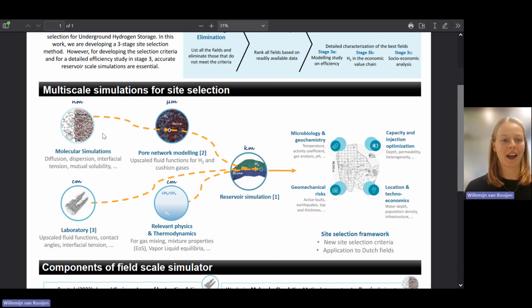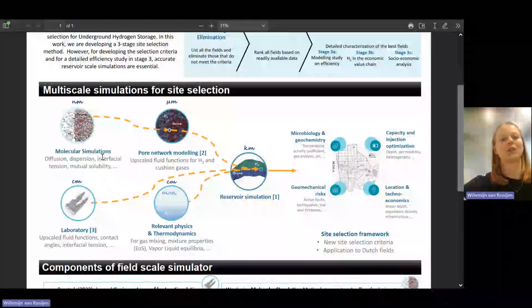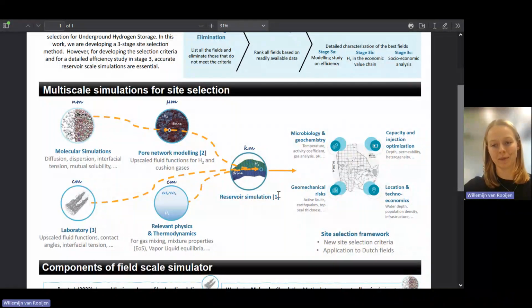But everyone who ever did lab measurements knows that there are always a lot of challenges involved, especially if we look at the conditions that underground hydrogen storage is dealing with. We need to understand all the properties at high pressures, high temperatures, high salinities, and also over a wide range of conditions. And with molecular simulations, once you've validated the data with experimental results, you can do the simulations for all the conditions that you like.